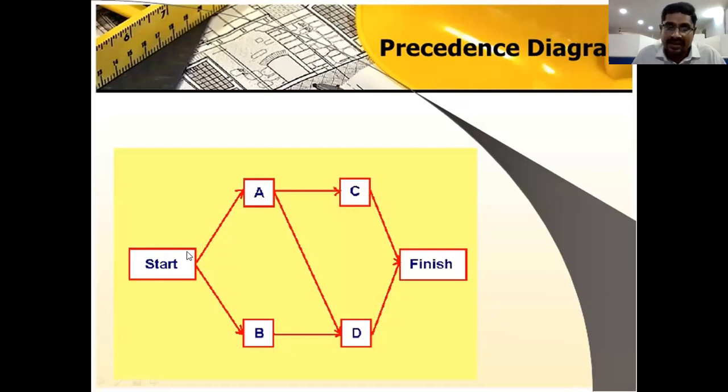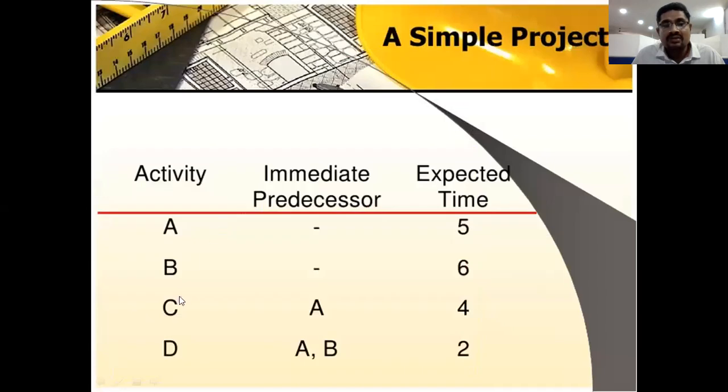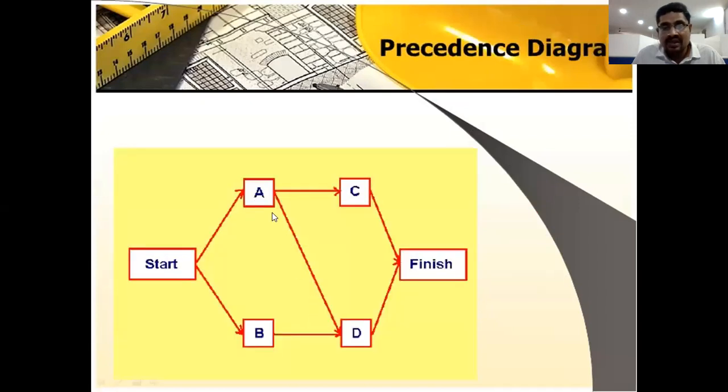So we will draw like this. This is the starting point, so A and B are starting. Next, we need to draw the C activity. For the C activity, we have the preceding activity A. So here, when A is completed, then only C will appear.